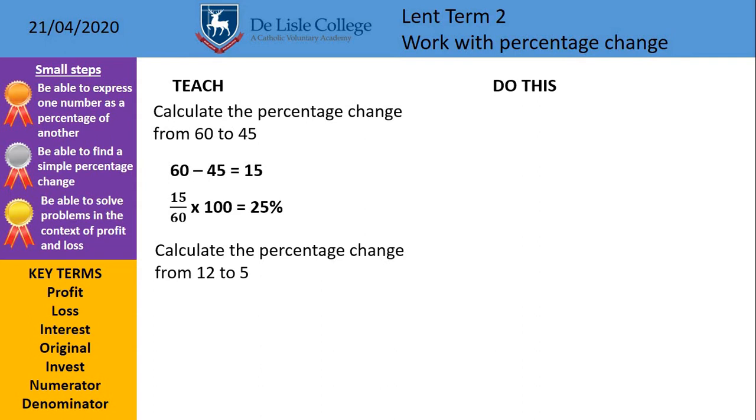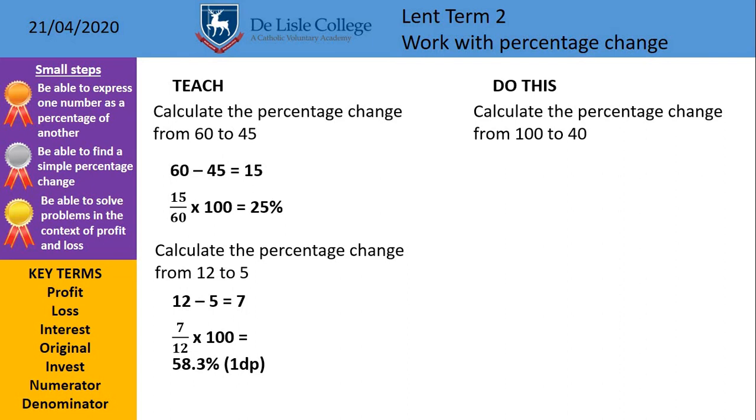Calculate the percentage change from 12 to 5. So we're going to work out the difference between the two amounts. So 12 subtract 5 would give us 7. Work this out as a fraction of the original amount, which was 12. So 7/12 multiplied by 100 gives us in your calculator rounded to one decimal place 58.3%. Check this out, make sure you're happy with this in your calculator. You wouldn't have been able to have done this in your head. This is why you need to understand the method.